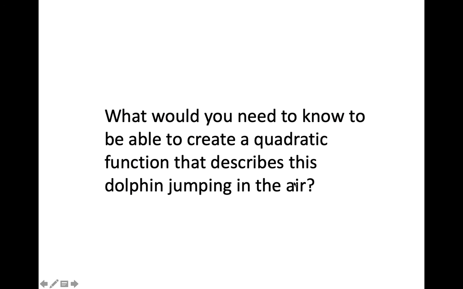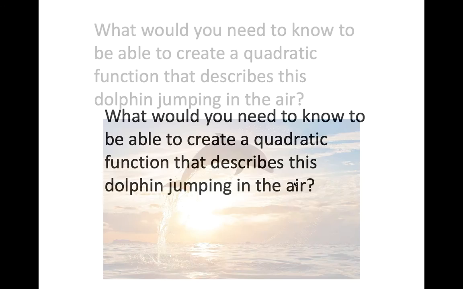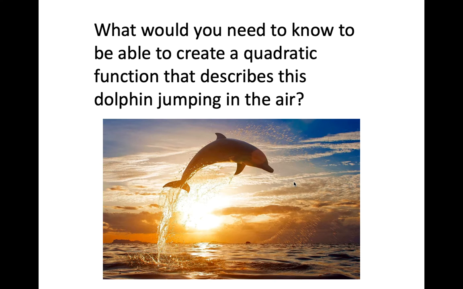So the question would be, what would you need to know to be able to create this quadratic function describing the way this dolphin is jumping in the air? If you think about this for a little bit of time, hopefully you can come up with the fact that if you knew, at the bare minimum, the vertex, so if you knew where the highest point was of his jump, and if you knew one other point on a grid of some kind, I could give you, or we could create, a mathematical expression that would describe the path of this dolphin.